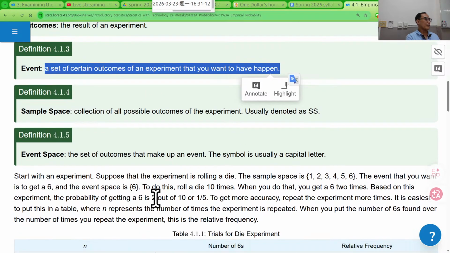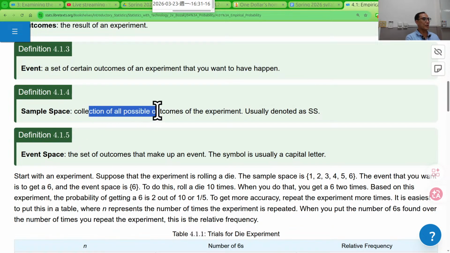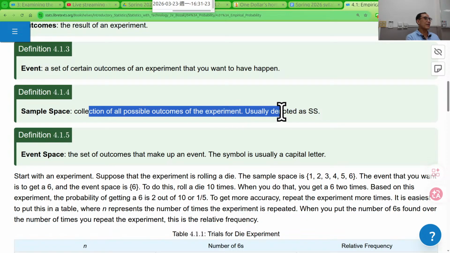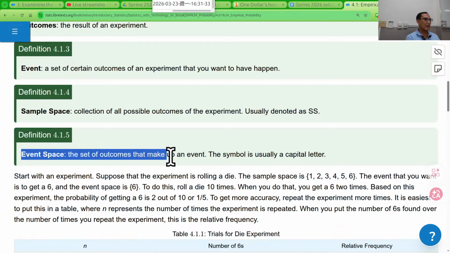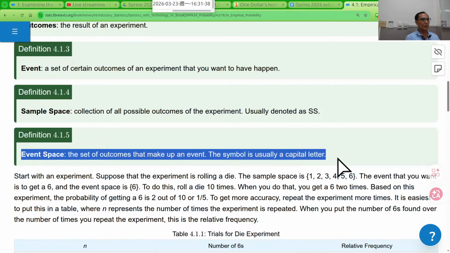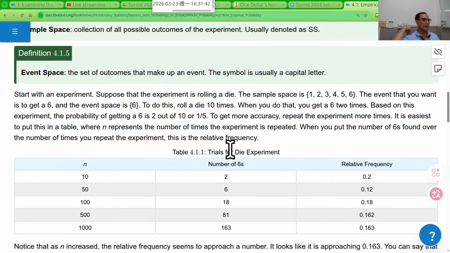Definition: sample space is the collection of all possible outcomes of an experiment, and we use the abbreviation SS. Event space is a set of outcomes that make up an event. The symbol usually uses a capital letter, ES.